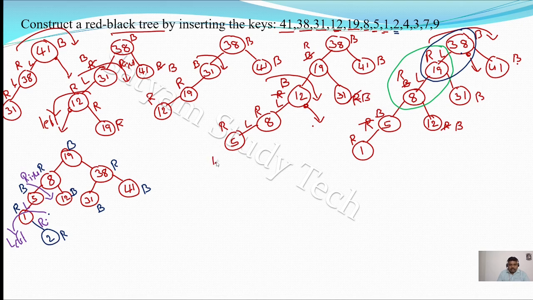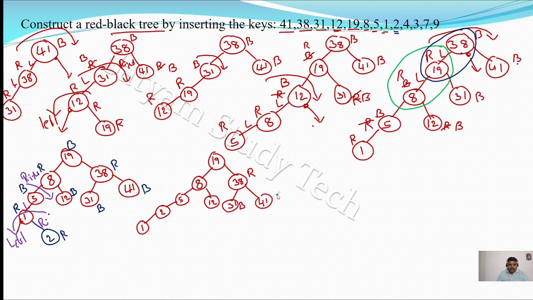Now we can see the diagram here, it is 19. First of all you perform one rotation. After that, just take the thread here and pull down in the left direction. Here it is 5, and 5's left is 2, 2's left is 1. 8's right is 12, and the left subtree is as it is. So it is 38, which is red, and it is 31, which is black color. Here also 41, which is black color.